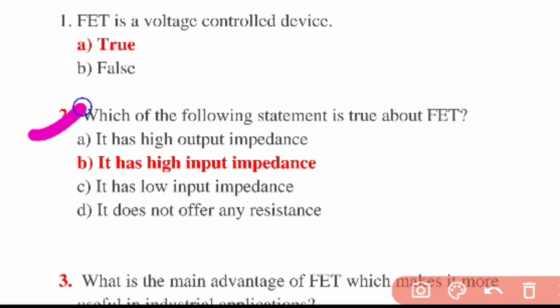Question number 2, which of the following statement is true about FET? Option A it has high output impedance. Option B it has high input impedance. Option C it has low input impedance. Option D it does not offer any resistance. Then the answer is B, it has high input impedance.